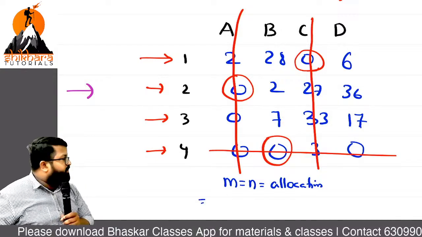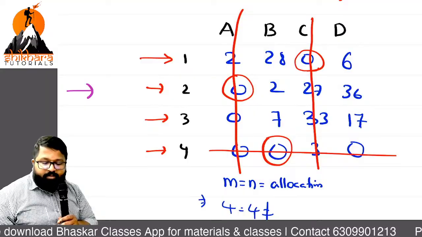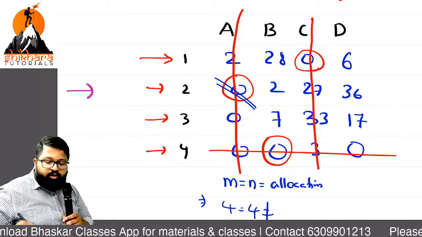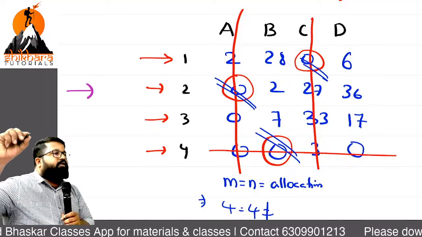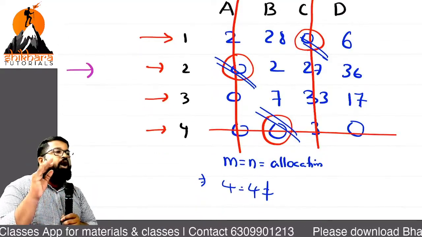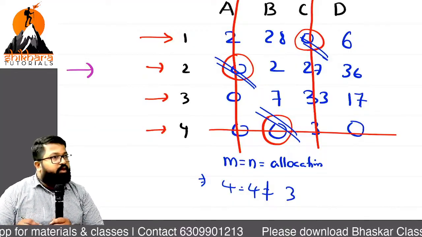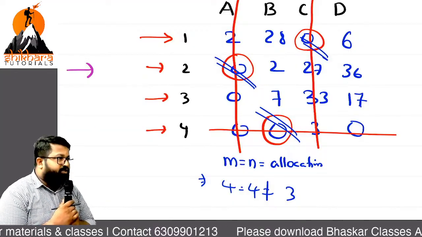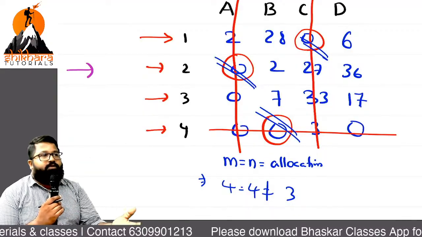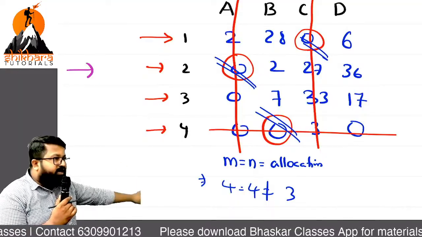What is M? The value is 4. N value? 4. But the number of allocations? 1, 2, 3. Only 3 allocations we got. So we have not reached optimality. Is it clear? So 3. So it is not the optimal solution. We should do some process so that we reach the optimal solution. Till here clear?